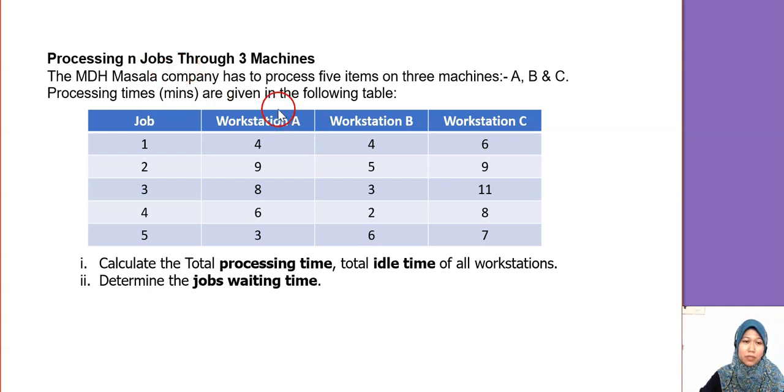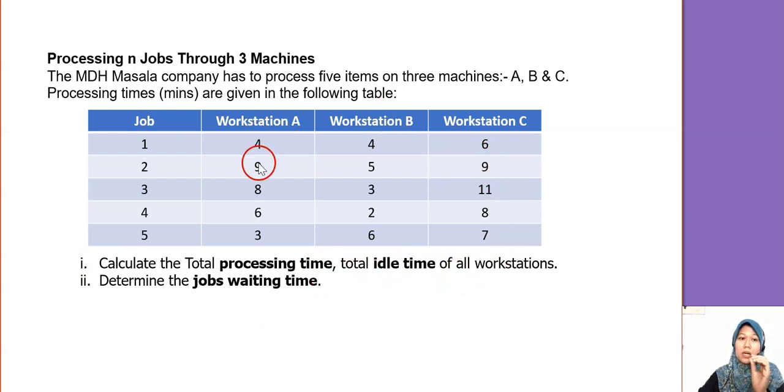Dia ada machine 1, machine 2, machine 3, and they have 5 jobs: job 1, job 2, job 3, job 4, job 5. In Johnson rule, they will always ask you for the total processing time, the overall processing time for 5 jobs in 3 machines. They want the total, and then they also want the total idle time of workstation.